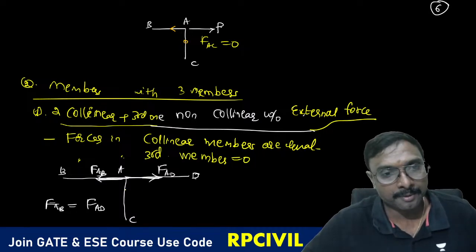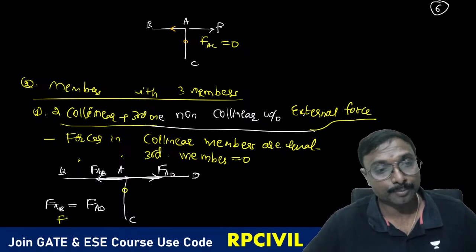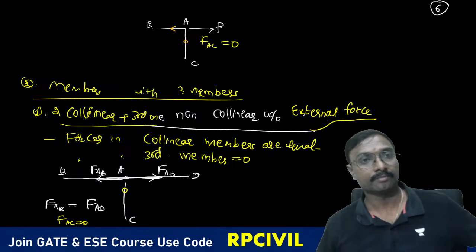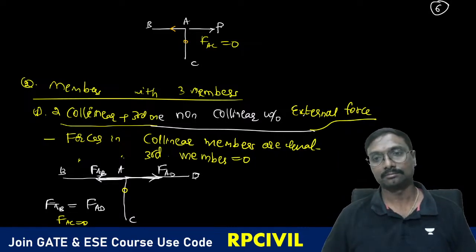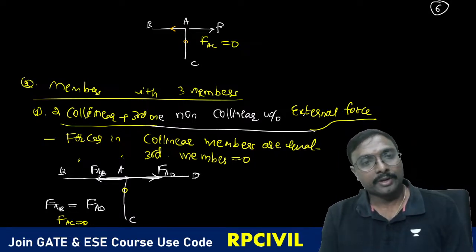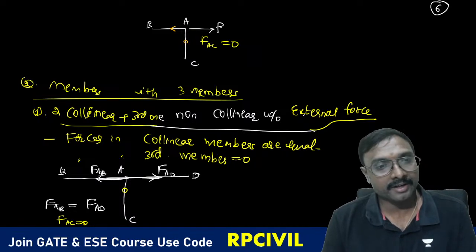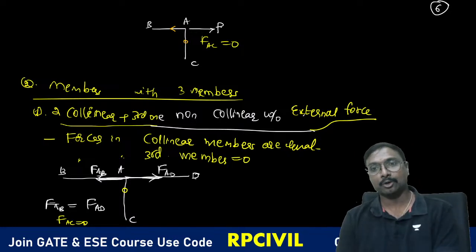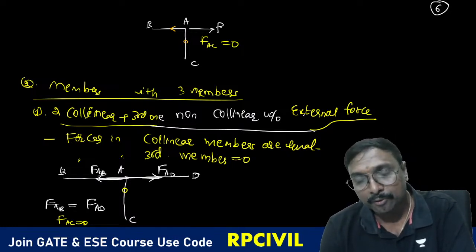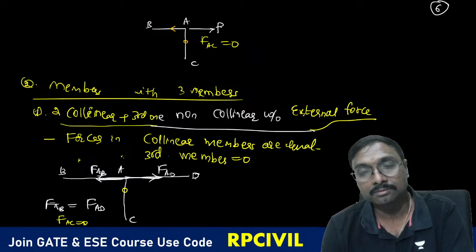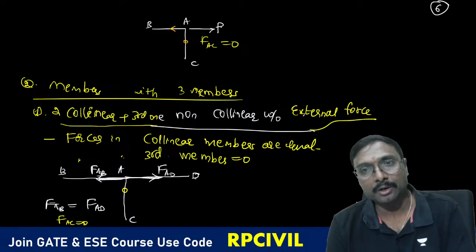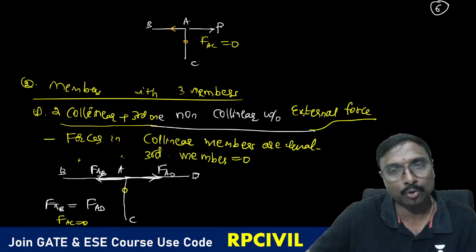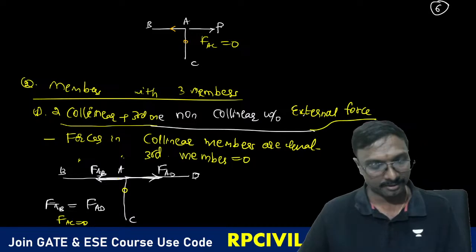Next, what is the force in this third member? AC member is 0. So AB, AD, AC are three members, right? AB will be balanced by AD. And is there anyone to balance this AC member force? Nobody is there to balance that AC member force. Therefore, the AC member force is taken as 0, because it is non-collinear. Is there any force balancing this outward? No force is balancing that, right?